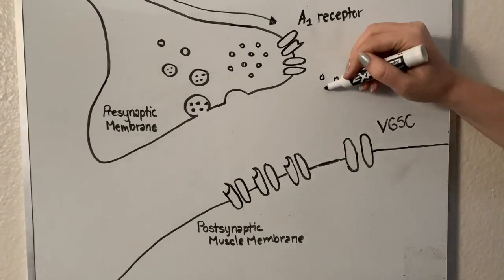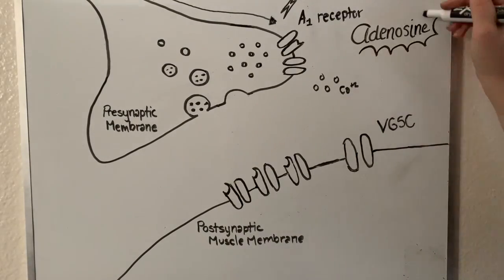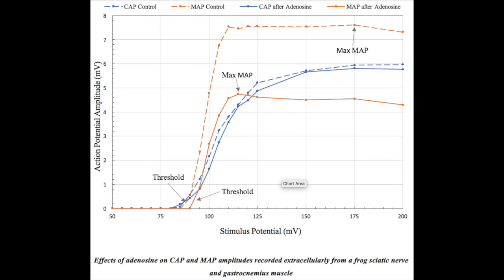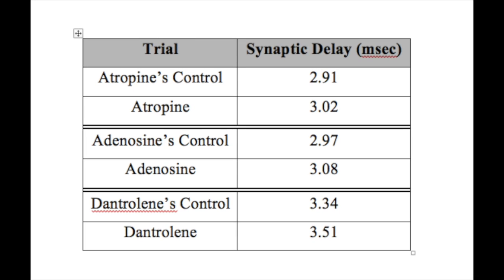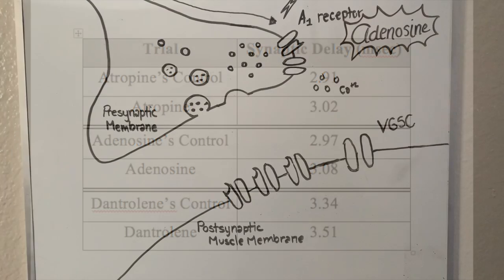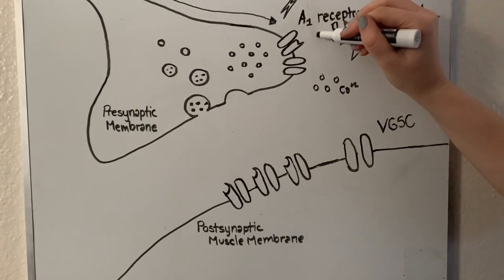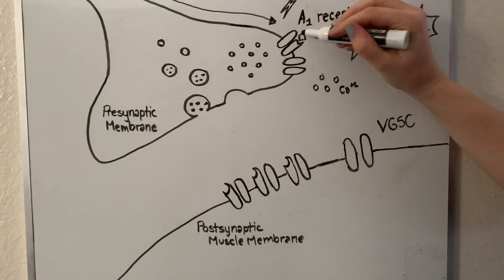In clinical settings, adenosine is an antiarrhythmic agent typically used to treat tachycardia. In our results, after adenosine was added to the neuromuscular junction, the maximum MAP amplitude dropped from 7.61 millivolts in the control to 4.745 millivolts, and the synaptic delay increased from 2.97 milliseconds to 3.08 milliseconds. This increase in synaptic delay and decrease in maximum MAP amplitude can be explained by adenosine's mechanism of action.